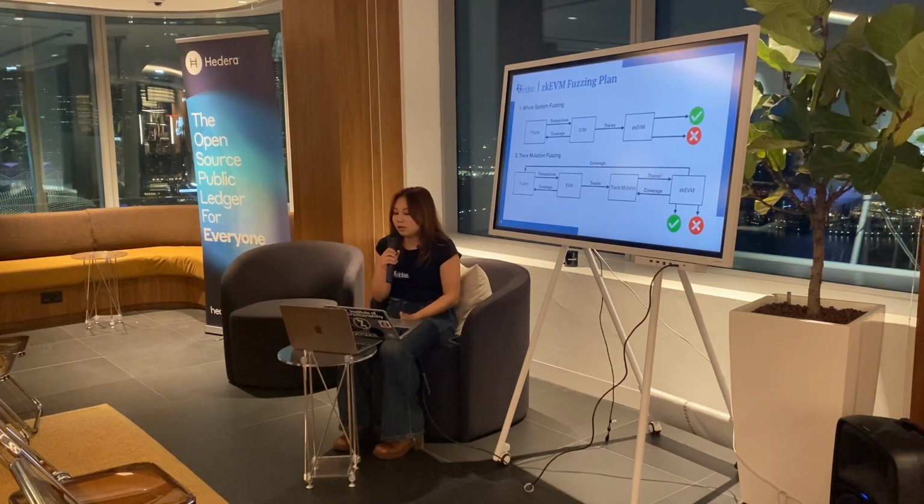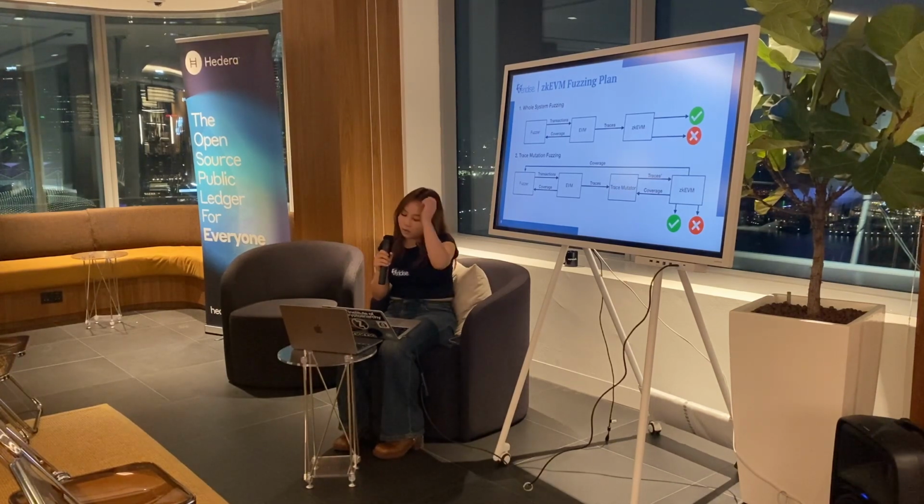One effective and very popular method of systematically finding bugs is fuzzing. We use two main fuzzing techniques: whole system fuzzing and trace mutation fuzzing. For whole system fuzzing, we're trying to find traditional software bugs in the zkEVM. And for trace mutation fuzzing, we're trying to find bugs more specifically in the zk circuits of the zkEVM.